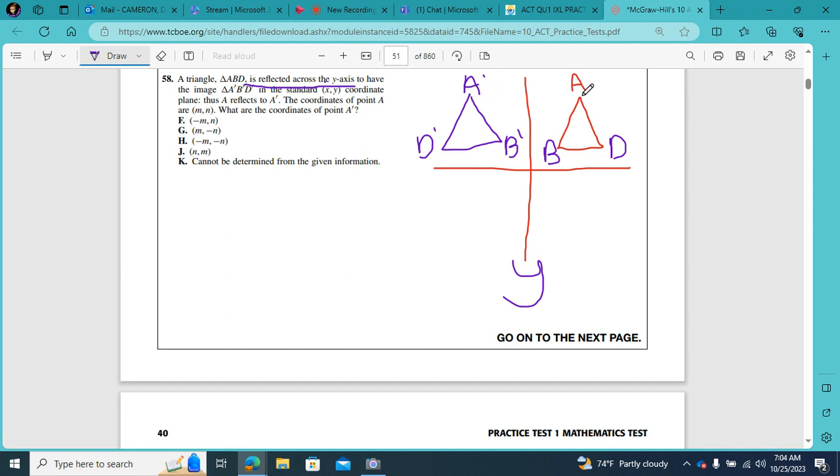My X coordinates, if it started here and went to here, it went opposite, it went negative. So I'm looking for a negative X, which they put as M, but whatever, that's the X. But my Y coordinate stayed equal for the Y. So my Y stays positive. So that's right here. And that's the correct answer. Answer choice F.